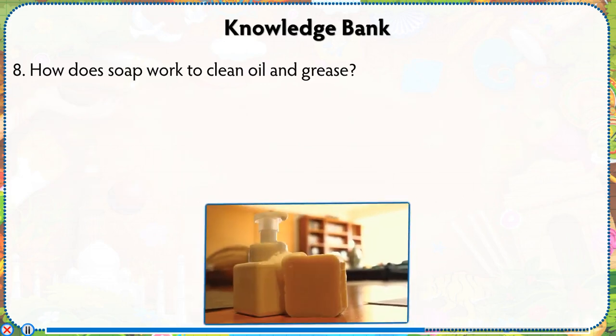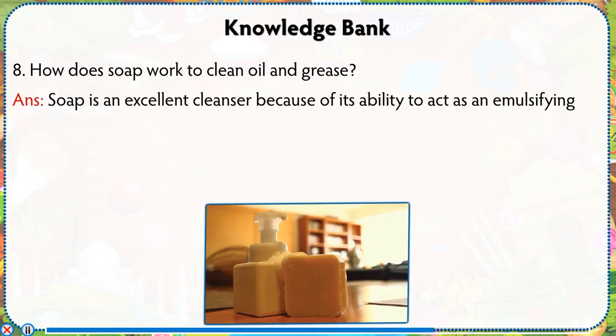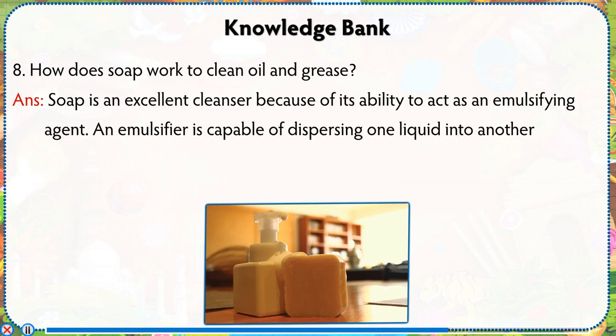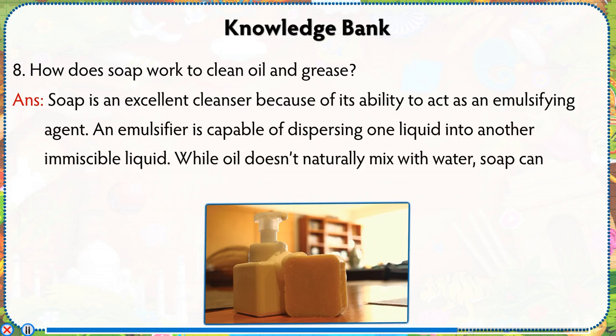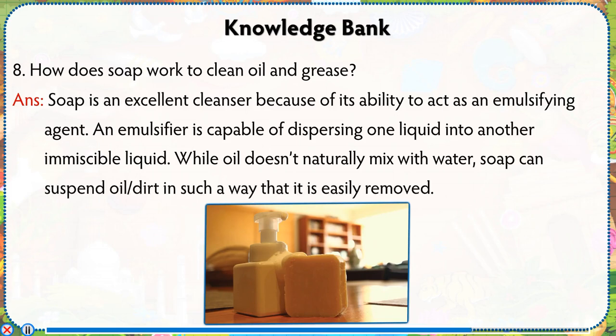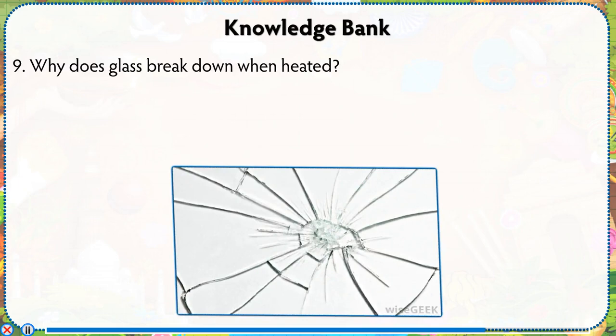Eighth, how does soap work to clean oil and grease? Answer: soap is an excellent cleanser because of its ability to act as an emulsifying agent. An emulsifier is capable of dispersing one liquid into another immiscible liquid. While oil doesn't naturally mix with water, soap can suspend oil or dirt in such a way that it is easily removed. Ninth, why does glass break when heated?